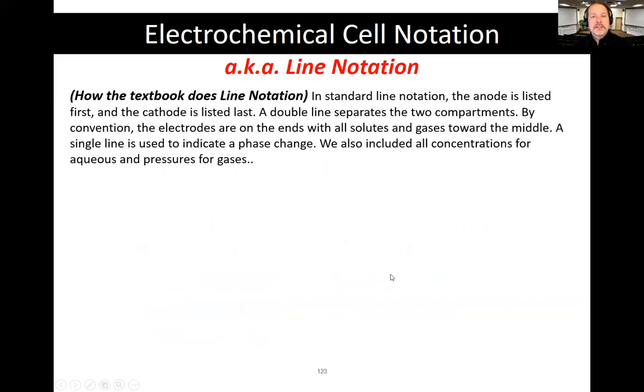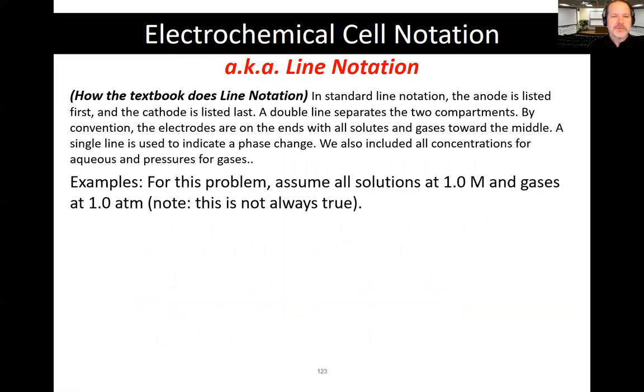All right. So there's not much information in our textbook on it. It just says standard line notation: the anode is listed first, cathode is listed last, double line separating the two. By convention, electrodes are at the end with all the solutes and gases towards the middle. Well, electrodes mean sometimes you've got to use something like platinum that's not really a part of the chemical reaction. We're going to put those at the end.